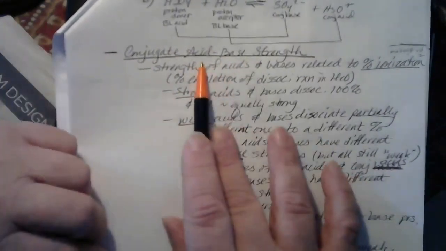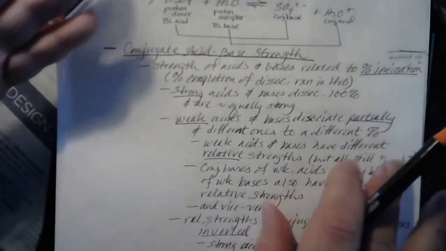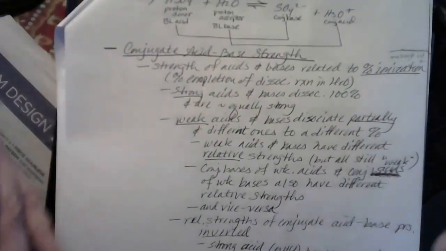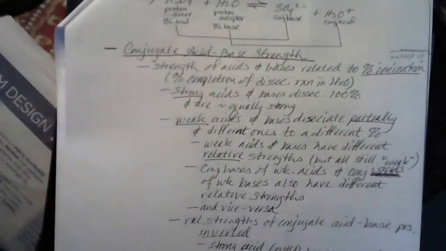Well, the same is true of conjugate acid-base pairs. It turns out that the stronger the acid is, the weaker its conjugate base is. And the weaker an acid is, the stronger its conjugate base is. And the same for bases. The stronger a base is, the weaker its conjugate acid is, and vice versa.